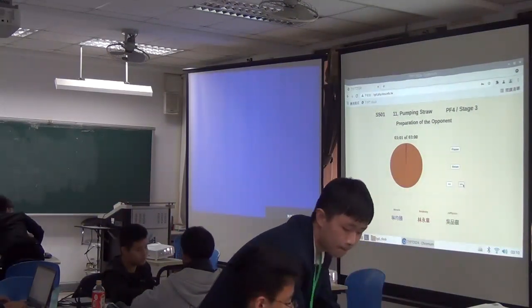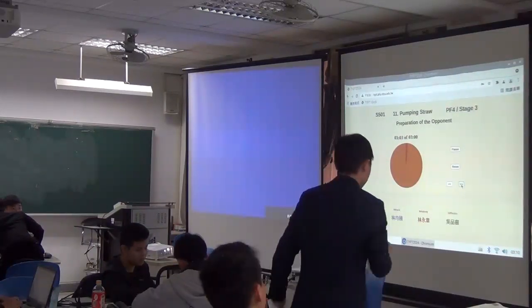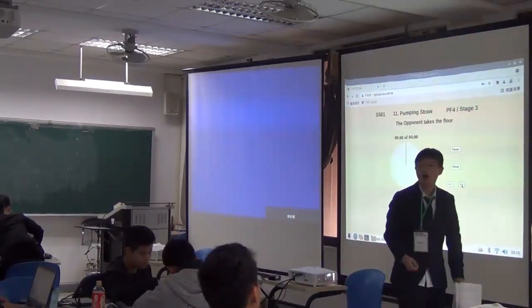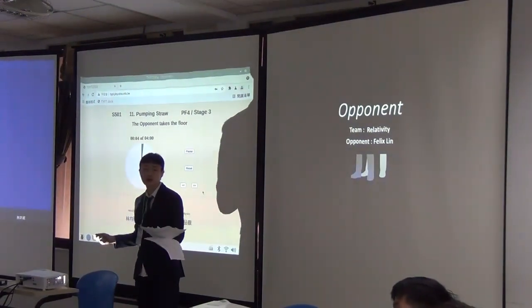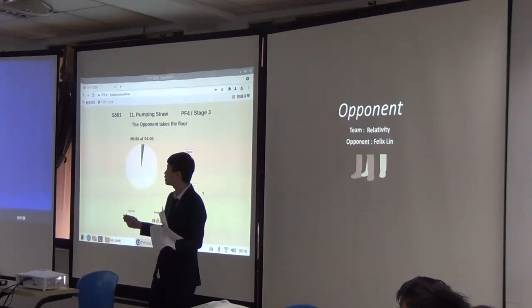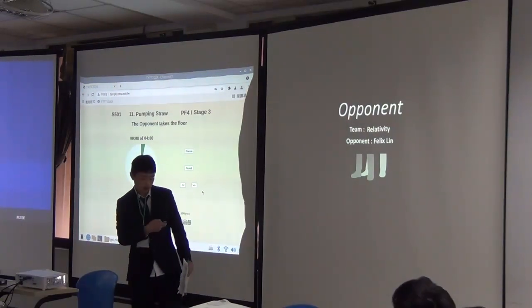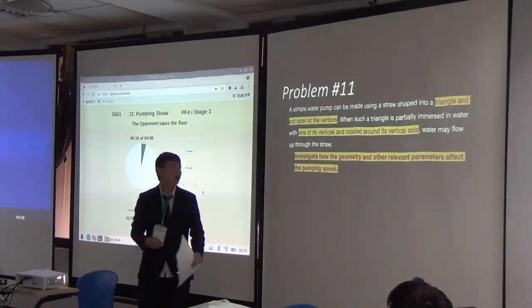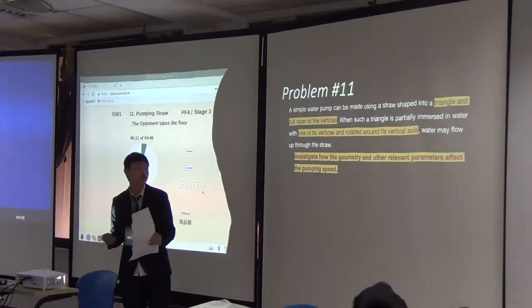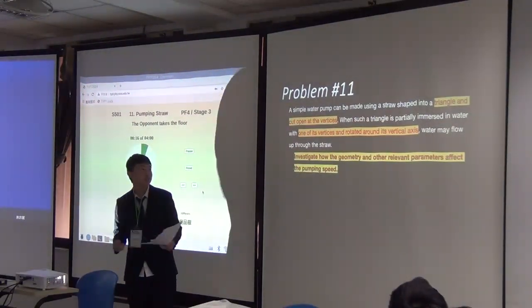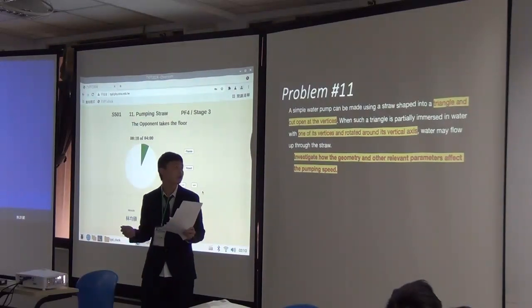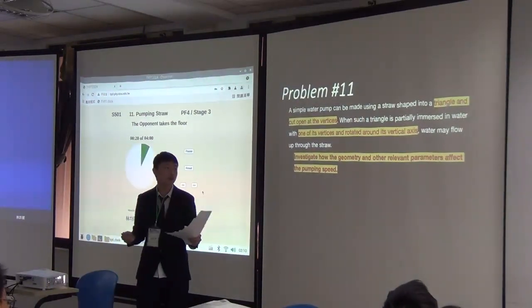Okay, I start. I'm going to check for a maximum of 4 minutes. Okay, so listening fellows and honorable judges, I'm from Team Relativity, and I'm the opponent for number 11, pumping straw. Okay, and here's the problem statement. A simple water pump can be made using a straw shaped into a triangle and cut open at vertices. When such a straw is immersed in water at one of its vertices and rotated around its vertical axis.